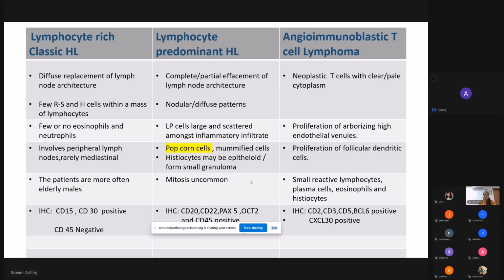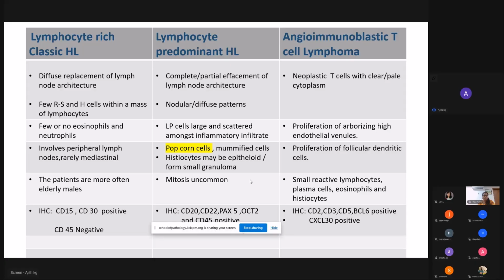Usually classical lymphocyte-rich involves peripheral lymph nodes, whereas lymphocyte-predominant involves most commonly cervical and axillary lymph nodes. Coming to angioimmunoblastic T-cell lymphoma, these are neoplastic T cells with clear or pale cytoplasm. Mainly we will be observing a proliferation of arborizing high endothelial venules and proliferation of follicular dendritic cells. You will be seeing small reactive lymphocytes, plasma cells, eosinophils, and histiocytes, whereas these features will be minimal or absent in lymphocyte-rich and lymphocyte-predominant.